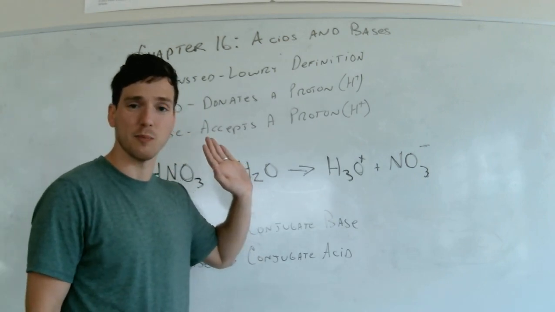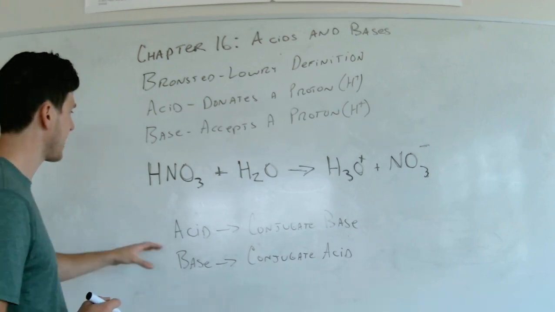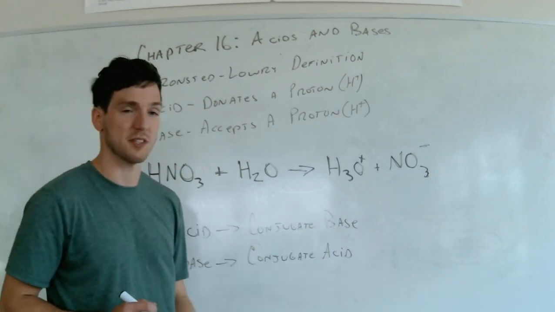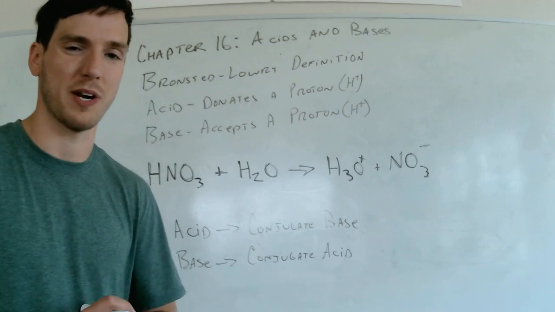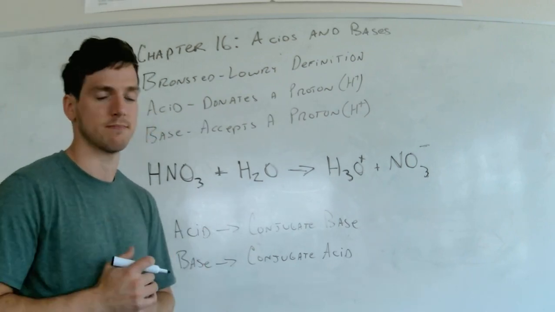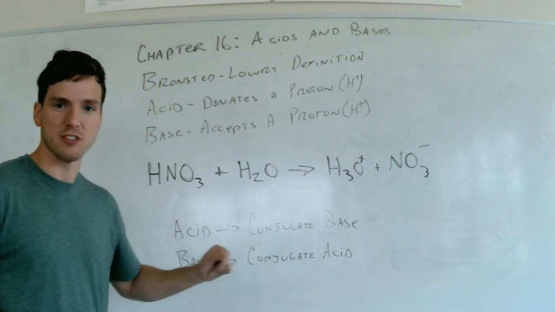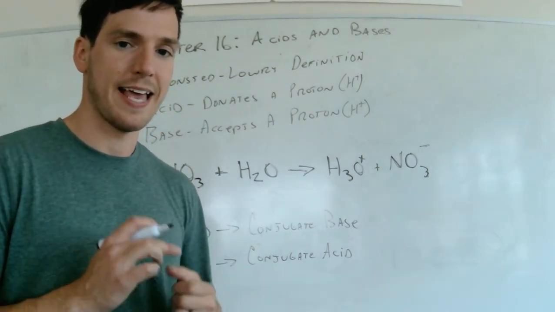So pretty much whatever we identify as the acid and base on this side, whatever the acid becomes, it'll be the conjugate base. It becomes the reverse, essentially. And whatever the base becomes, it'll become the conjugate acid. And you'll see what I mean here in just a second. So if you're like, Mr. Dahmer, what are you talking about? I'll explain here in just a second. So again, acid becomes conjugate base, base becomes conjugate acid.